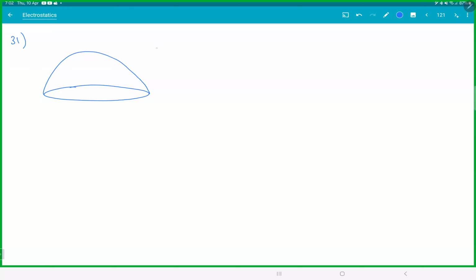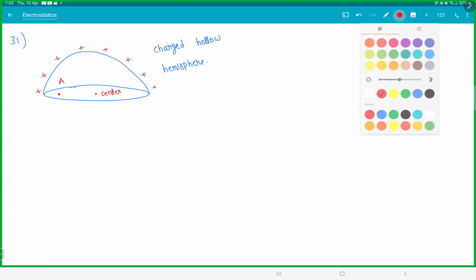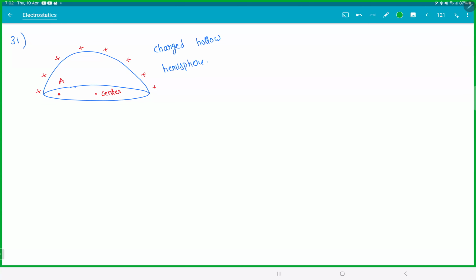So if you have a charged hollow hemisphere, this is positive charge, something here. This is the center. So instead of the center, if I take any random point somewhere here, A. So this is how they'll ask a question. So let's say we have arrows here, 1, 2, 3, 4, 5. There are 5 arrows like this.